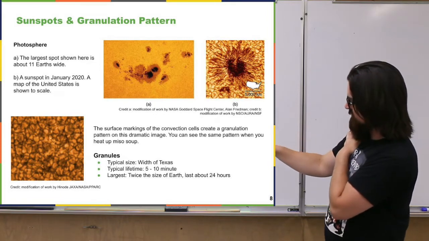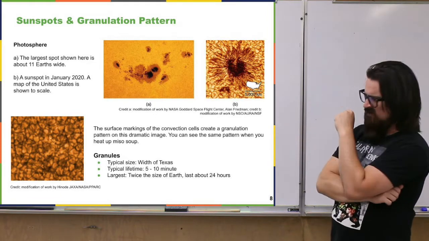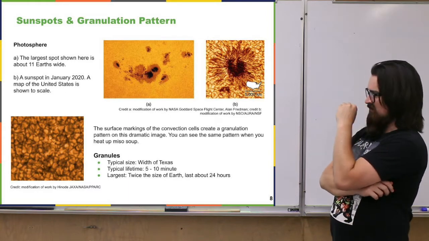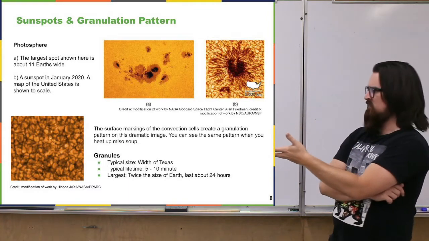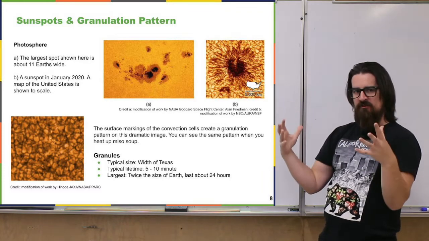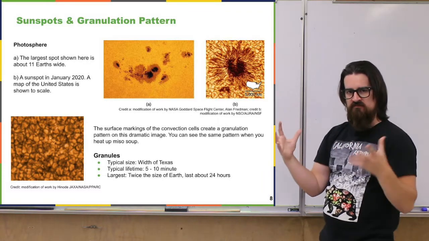And if we just look at some of those, that's an image on the bottom left. That's what we call granules. And the sun's photosphere is just covered in these granules. If you think back, underneath the photosphere is what we're calling the convection zone.